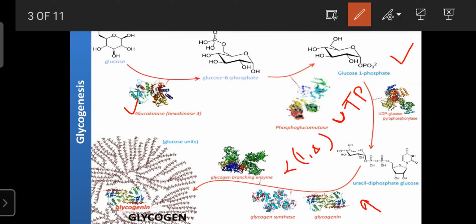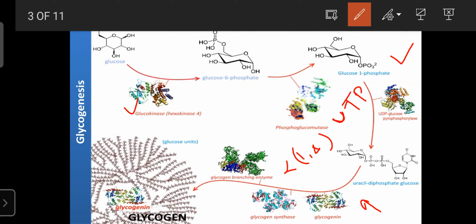So only in the presence of the primer can it add glucose on the non-reducing side, involving the formation of the alpha 1,4 glycosidic bond. Like that, one by one, glucose molecules will be added up to 7 molecules.